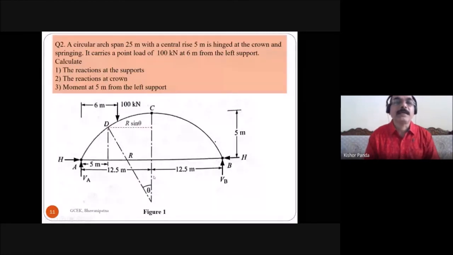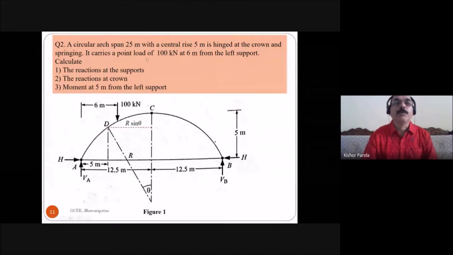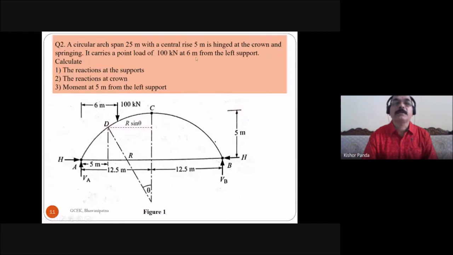Then coming to the second example: a circular arch of span 25 meter with a central rise of 5 meter, hinged at the crown and at the springing. It carries a point load of 100 kilonewton at 6 meter from the left support. So here there is a point load at 6 meter from the left support.